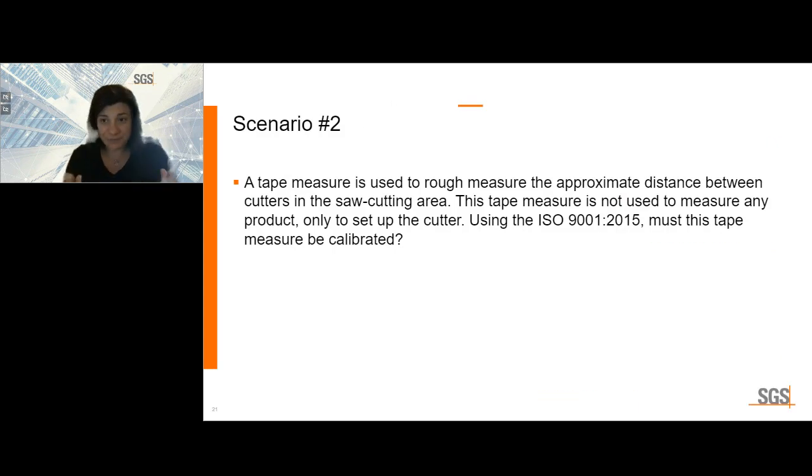Okay, next scenario. A tape measure is used to rough measure the approximate distance between cutters. So a tape measure is what we typically see in construction, okay? It is used to rough measure the approximate distance between cutters in the saw cutting area. The tape measure is not used to measure any product, only to set up the cutters. Using the 9001:2015 version of the standard, must this tape measure be calibrated? Yes or no?